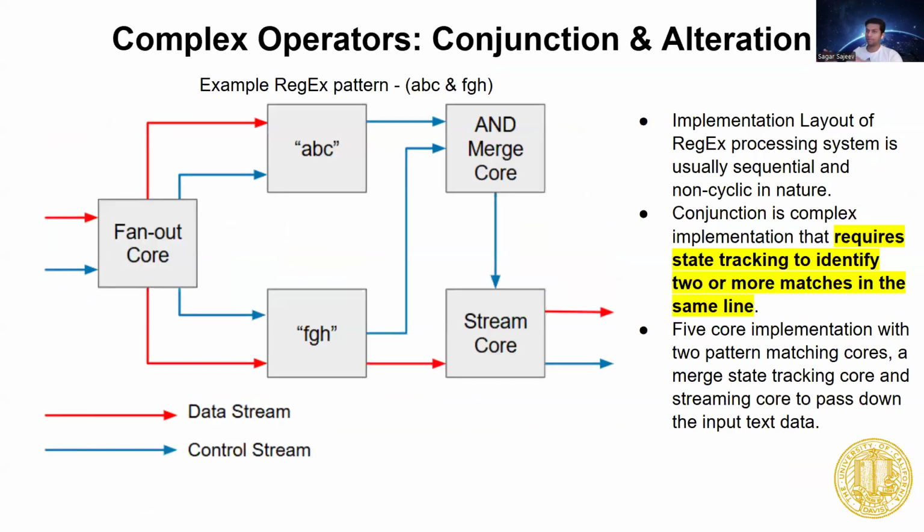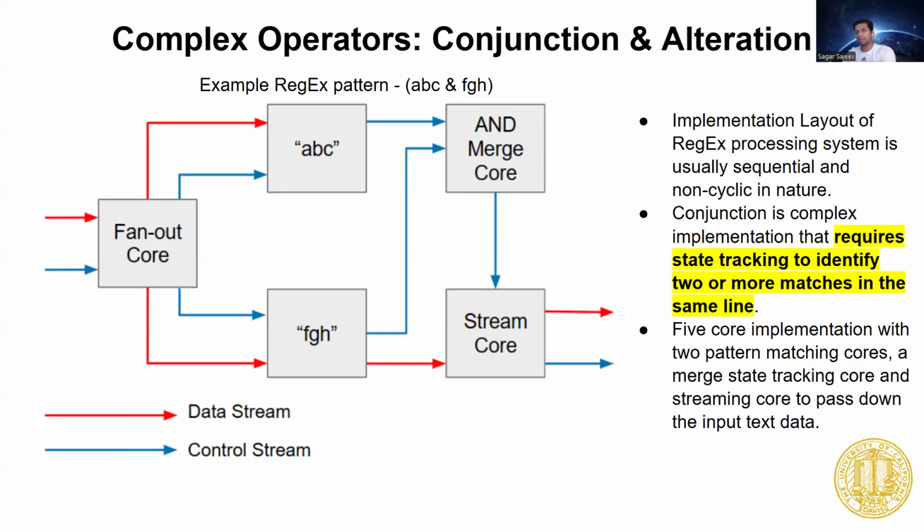But before that, the complex operators which I talked about, such as conjunction and alternation. The conjunction operator is identified using the ampersand symbol within a grouping label. The idea is to find sub-patterns on either side of the ampersand over an input line. Because of this, you have a complex layout where there is a fan out requirement of the input data as well as the control stream from the previous kernels into the pattern matching cores.